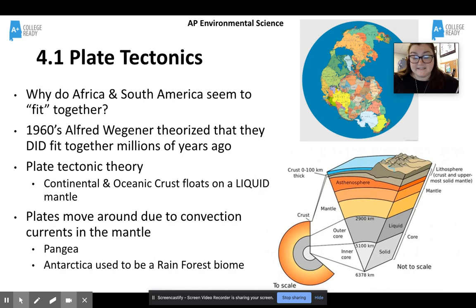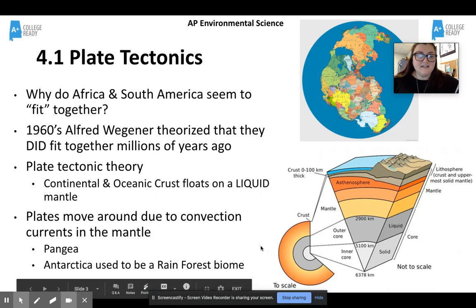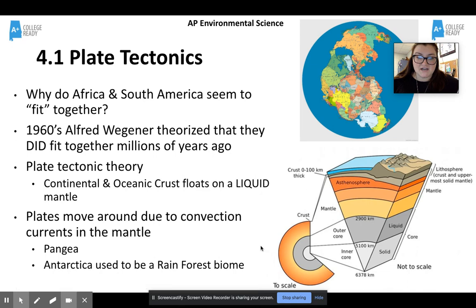The idea in plate tectonic theory itself is that both continental and oceanic crust float on a liquid mantle. And you can see over here on the right-hand side a diagram of what that would look like. You've got both oceanic crust right here, continental crust right here, floating on a liquid mantle. And the plates move around due to convection currents in the mantle itself.